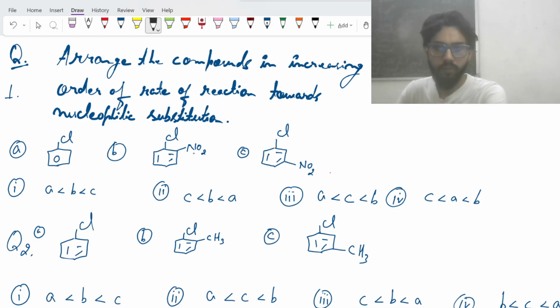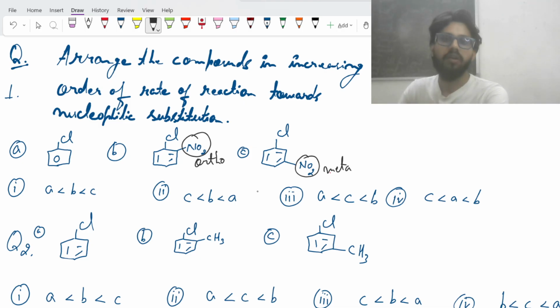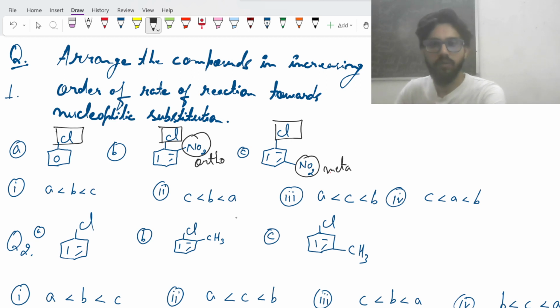chlorobenzene with a nitro group at the ortho position. This position is the ortho, and this position is the meta, with respect to this particular chlorine group. The nitro is at the meta position here, and here it is at ortho, and here this is simply the chlorine group.